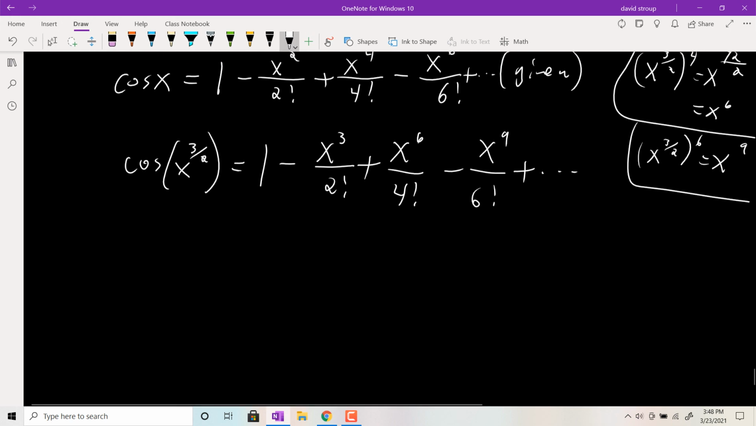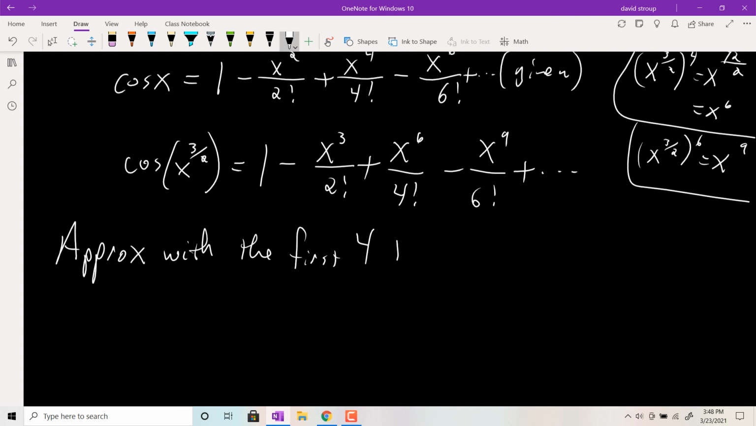And then for doing these integrals, I'll tell you how many terms to use in your approximation. You're not going to have to remember the Taylor's inequality or anything like that. So approximate with the first 4 terms of the series. And let's look at 67.